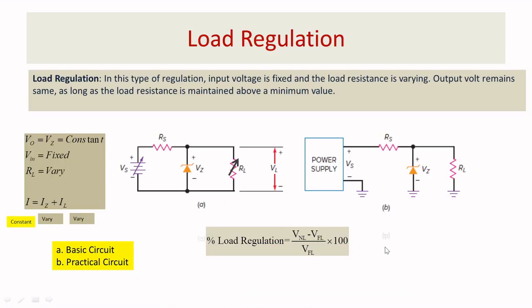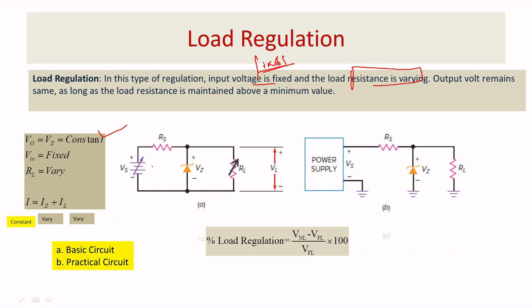Okay, so now we'll go for the load regulation. When you go for the load regulation, the input voltage will be fixed. You want to understand, the input voltage is fixed. Okay, the load resistance is varying within the specified range. Even after a change in RL, the output voltage is going to be constant. How? We are going to see. We want to achieve V0 equal to Vz, that is the regulator circuit concept.